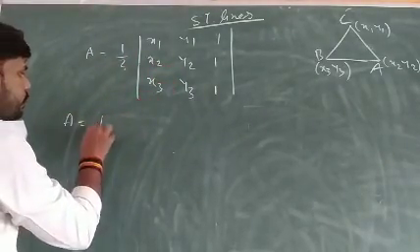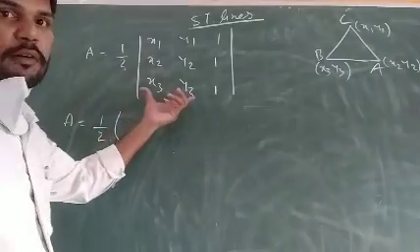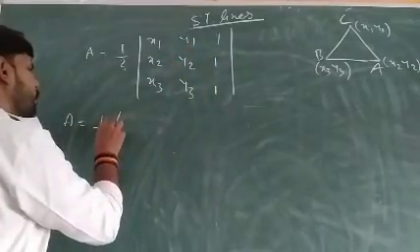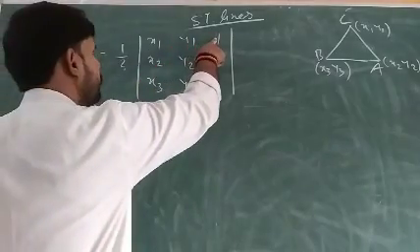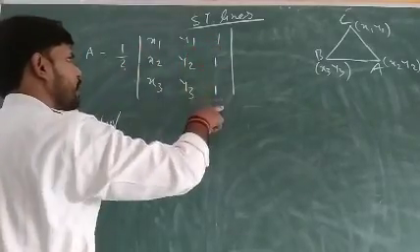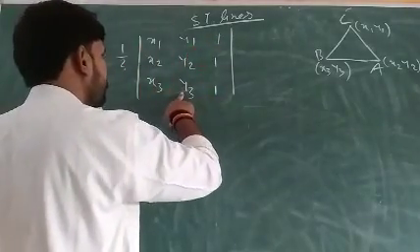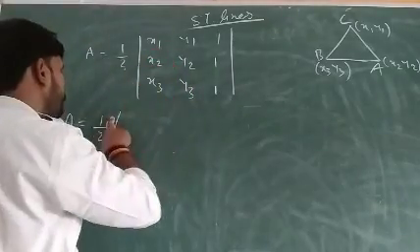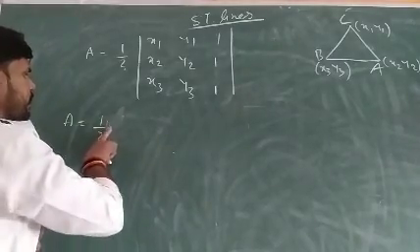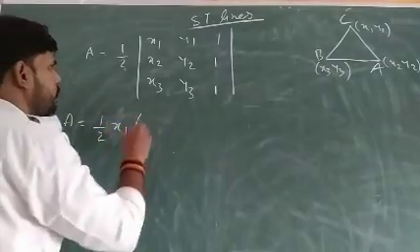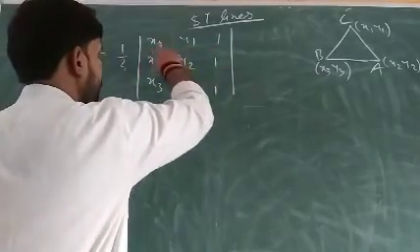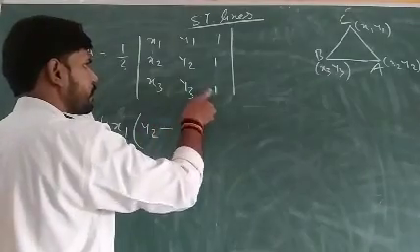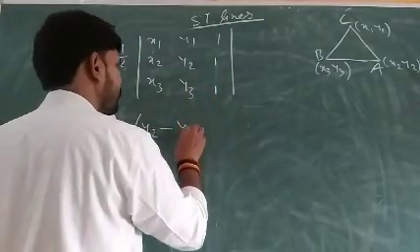Now we will convert the 1 upon 2 determinant into the form of the 10th class format. Taking x1, we leave its row and column, and we get y2 into 1 minus y3 into 1, that is y2 minus y3.